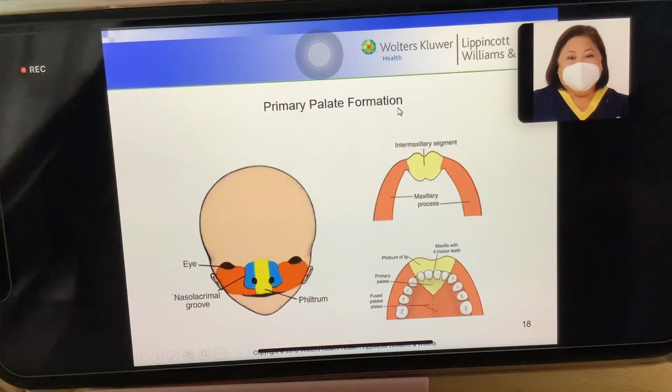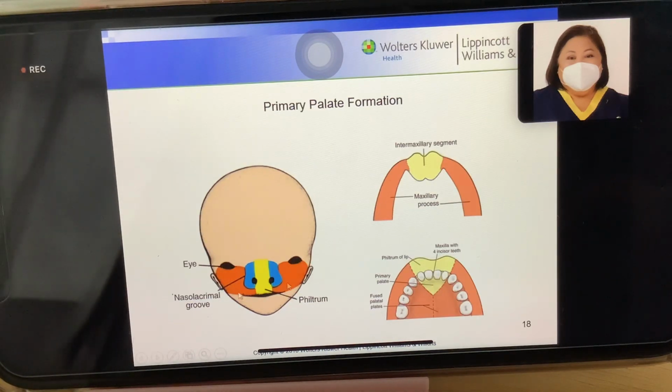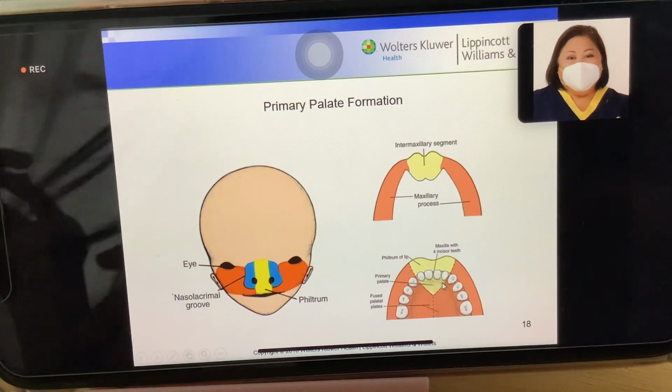So still on the primary palate formation, in addition to forming the tip of the nose and philtrum, the medial nasal prominences form the intermaxillary segment. The intermaxillary segment is composed of the labial component that forms the philtrum, an upper jaw component that includes the 4 incisor teeth, and a palatal component that forms the primary palate. Okay.